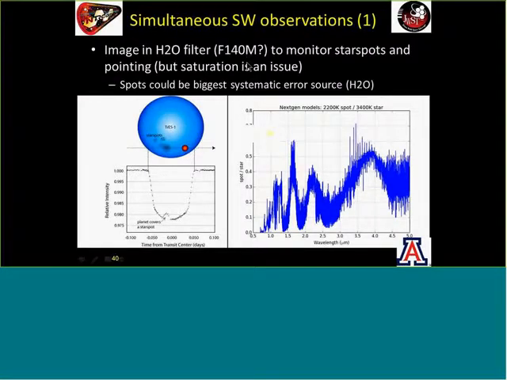I've already mentioned this possibility of doing simultaneous short wavelength transit observations, and here's an indication of if a planet covers a star spot, that can cause variations, and if you don't have high enough signal to noise, you might not understand what you're seeing in the long wavelength arm, and we could monitor this at short wavelengths at the same time we get the long wavelength spectrum.